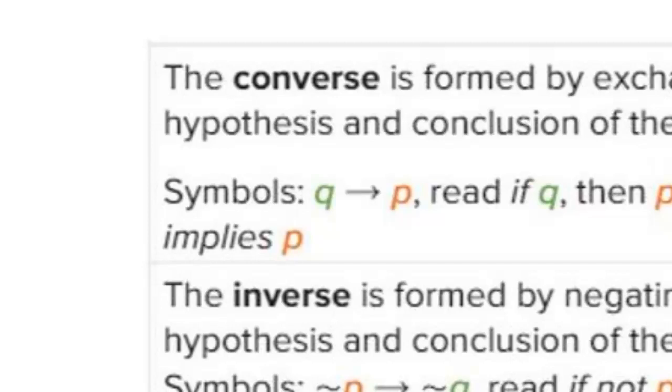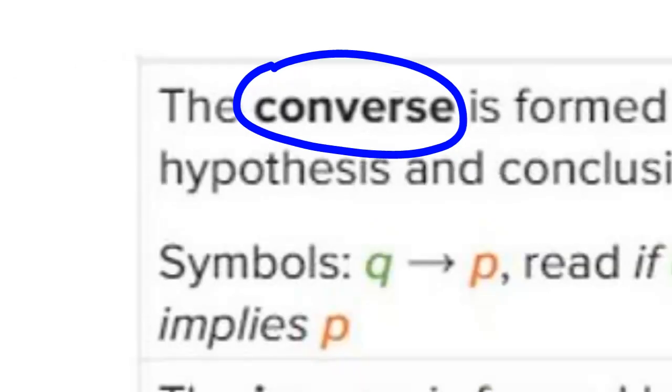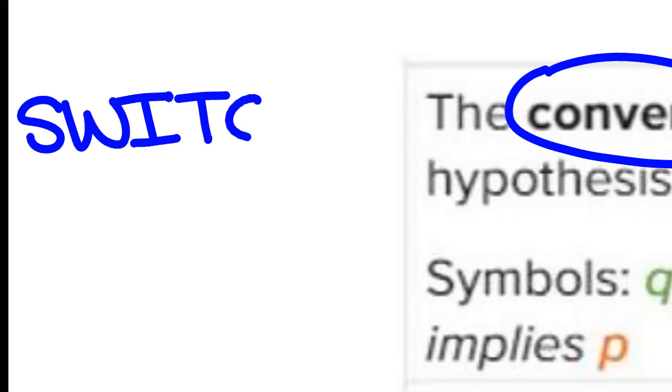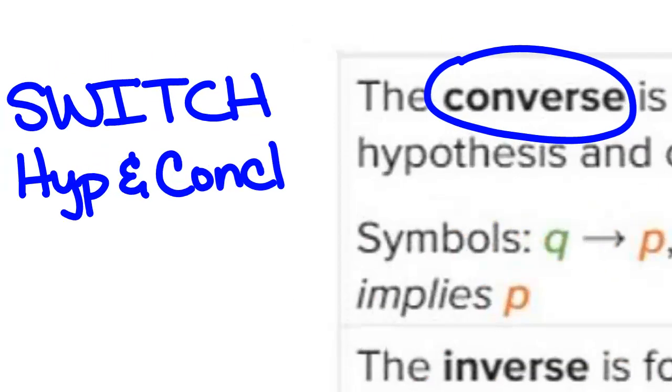I can take an if-then statement and I can rearrange some of those pieces, and depending on how I rearrange it, it has different names. So I can take an if-then statement and I can write what is called the converse. In the converse statement, we are going to switch the hypothesis and the conclusion. So converse means to switch.